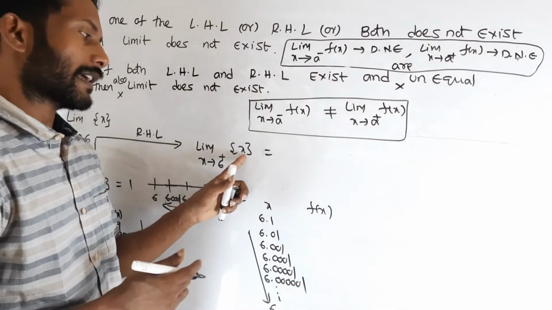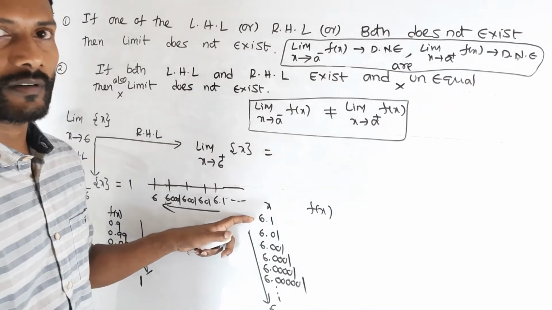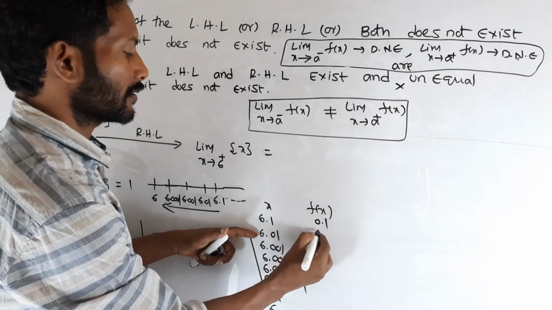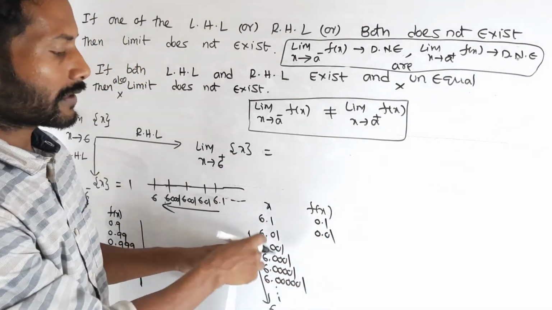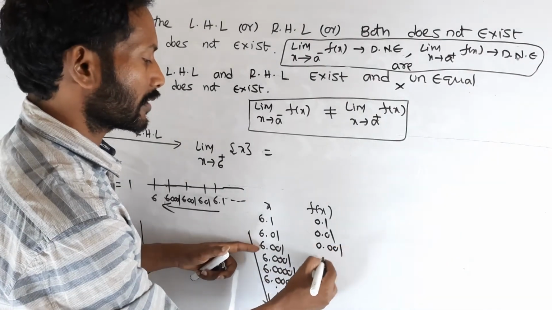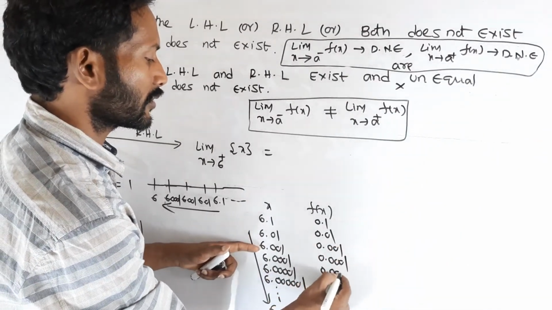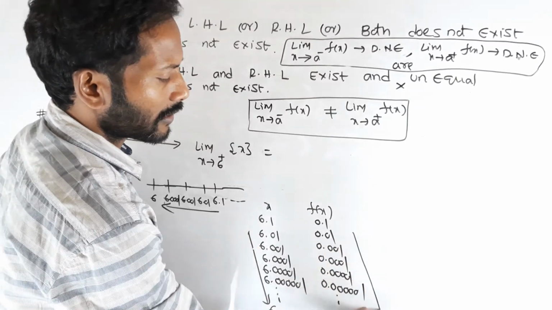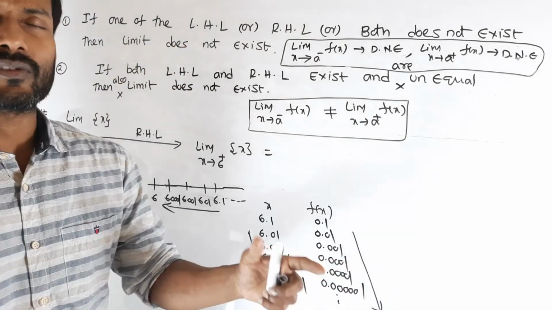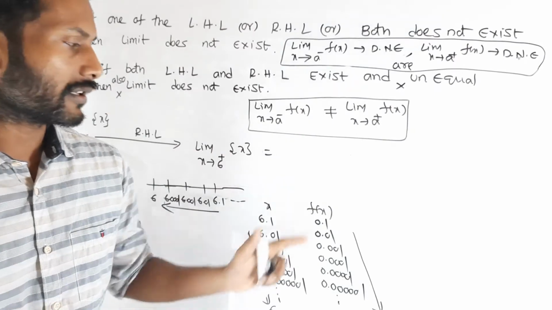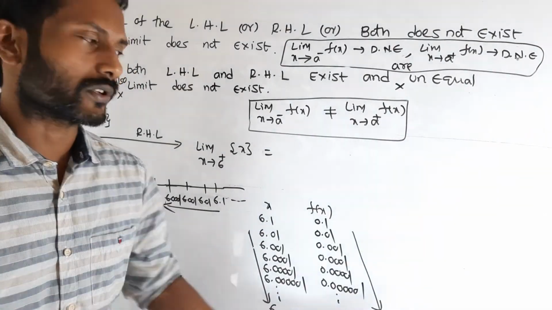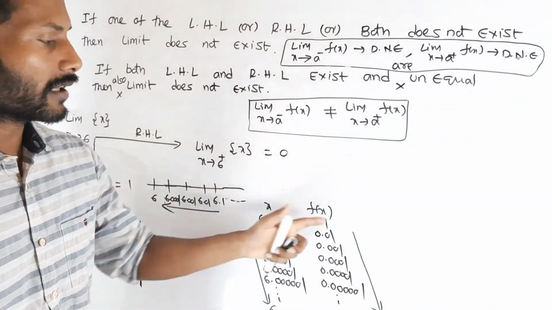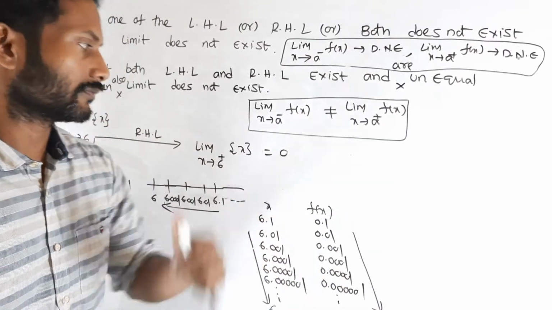So f of x is the fractional part of x. What is the fractional part of 6.1? 0.1. Fractional part of 6.01 is 0.01. Fractional part of 6.0001 is 0.0001. This one is 0.00001, closer to 0. It is a very small number, so this one is nearly 0. So the answer is 0. This one approaches 0, closer to 0.